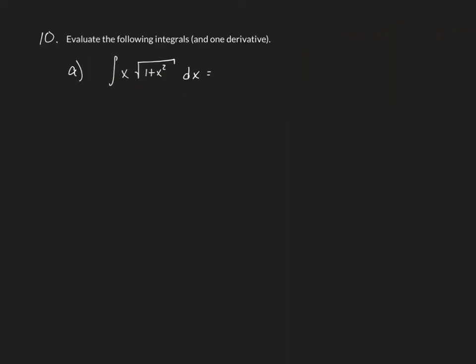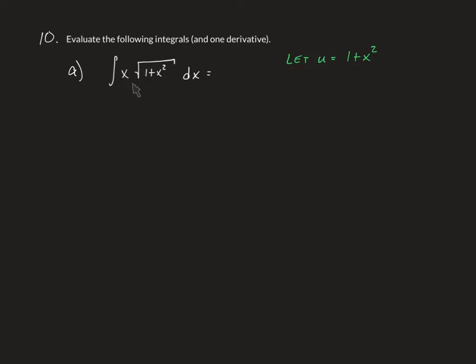In question 10, they're asking you to evaluate some integrals that are a little bit more complicated than we had in question 7. So we're going to be using some u substitutions in these cases. So the first one is an indefinite integral, and we're asking for the integral of x times the square root of 1 plus x squared dx. And so we're going to start off with letting u equal 1 plus x squared.